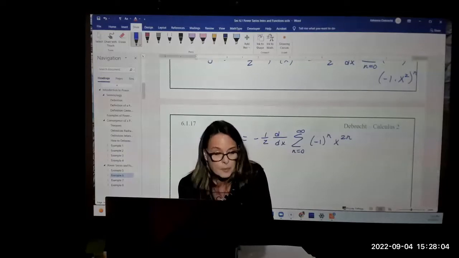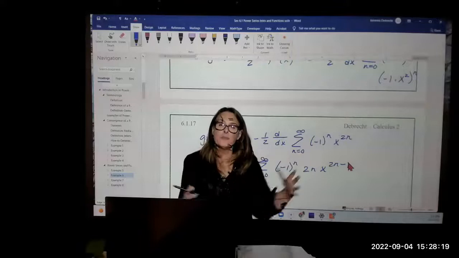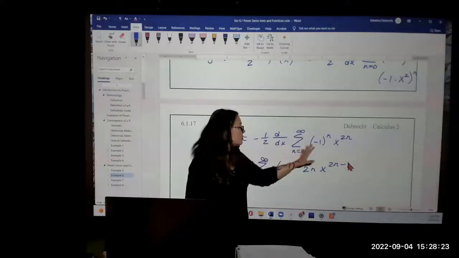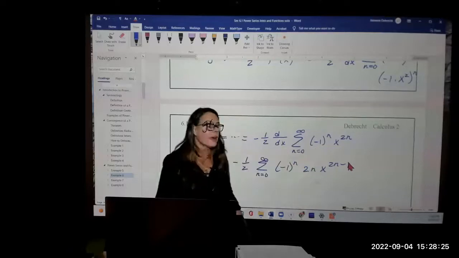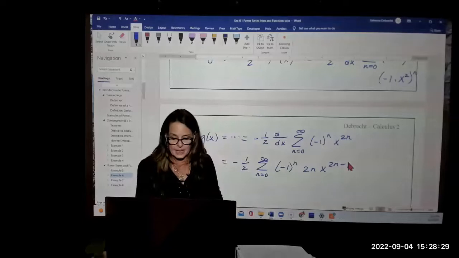And so we end up with negative 1/2 the series, negative 1 to the n, and then we have 2n x to the 2n minus 1. In other words, I move the derivative operation inside the series, which is allowed. I'm allowed to do that because it doesn't depend on the subscript variable, which is n.